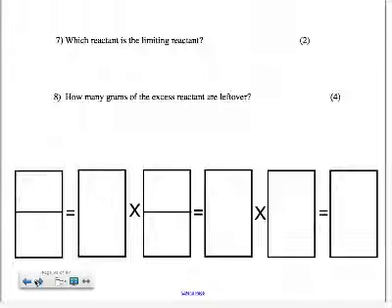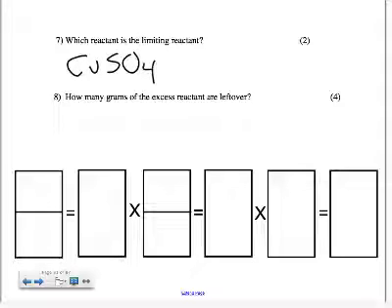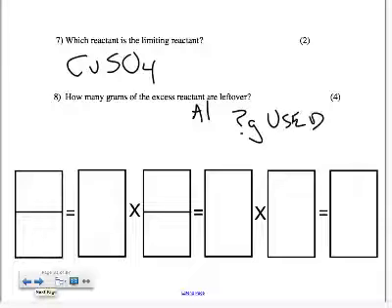Now the next question is, what's the limiting reactant? Well, the limiting reactant was copper sulfate, because that was the one that gave us the smaller answer. How many grams of the excess reactant are left over? So here's sort of a tricky question. So the excess reactant was aluminum, because that wasn't the one that ran out first, according to our numbers. So what we're going to do is first find out how many grams are used, and we're going to do that by doing the boxes down here, starting with our limiting reactant.